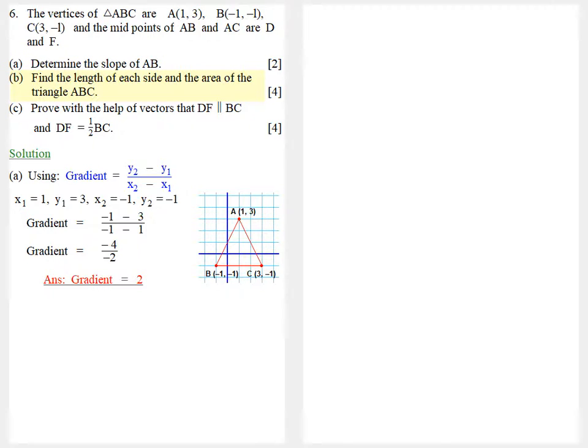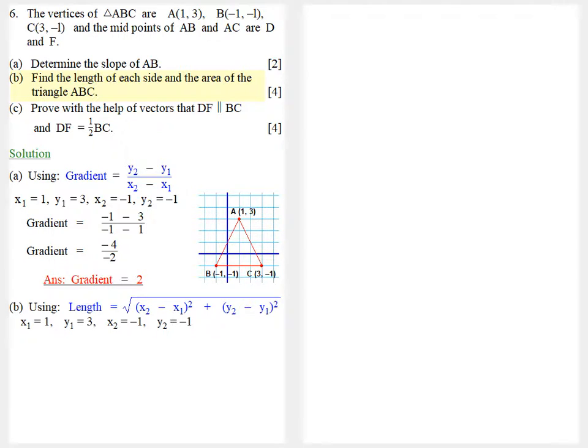Now for part B, we're trying to find the length of each side and the area of the triangle ABC. Now we can use the length formula, which is the length is equal to the square root of (x2 minus x1) squared plus (y2 minus y1) squared. Now if we're taking the points A and B, x1 is 1, y1 is 3, x2 is -1, and y2 is -1. So the length AB is equal to the square root of (-1 minus 1) all squared plus (-1 minus 3) all squared.